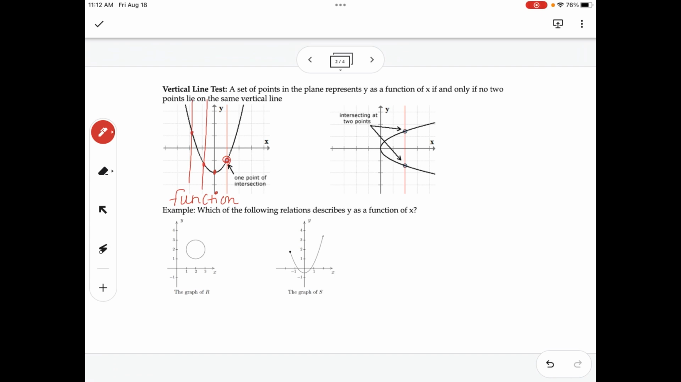However, with the sideways parabola, it doesn't matter where I put my vertical line. Notice it's going to cross our graph in more than one location. Because of this, our points are stacked, and this particular value is going from the x value of 2, both a positive and a negative version, so not a function.